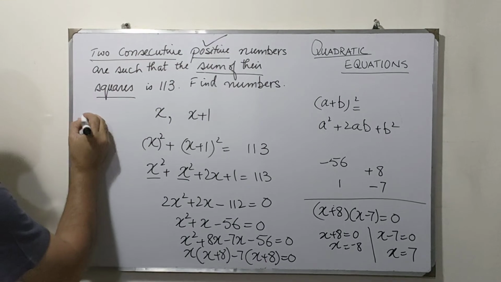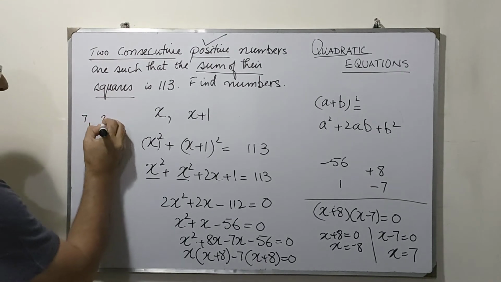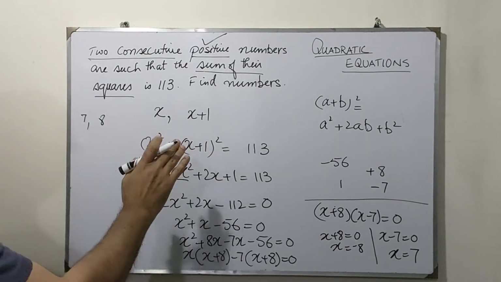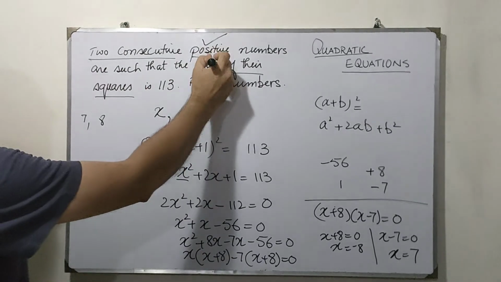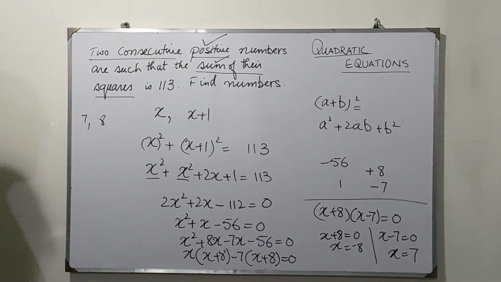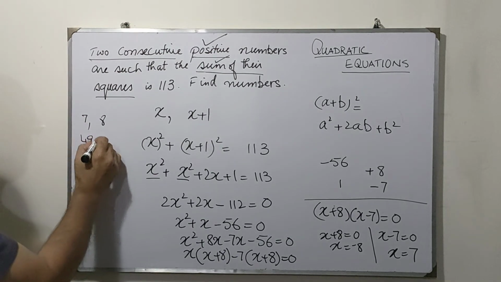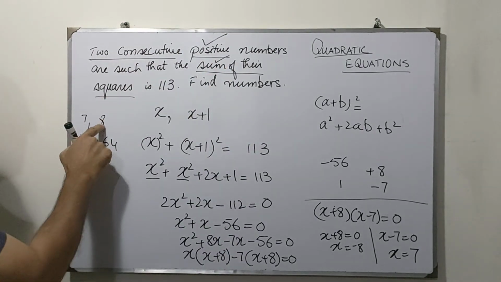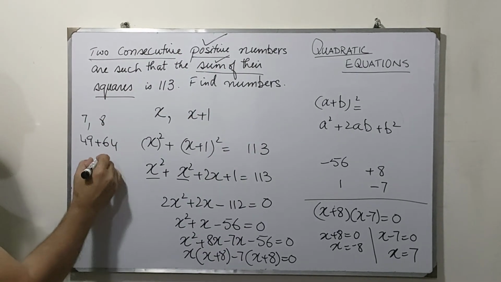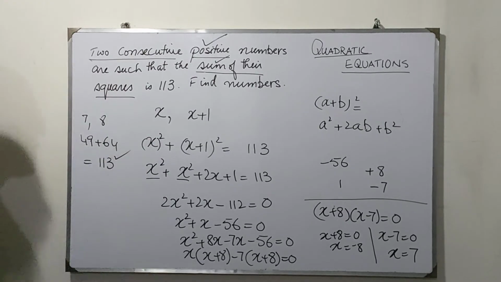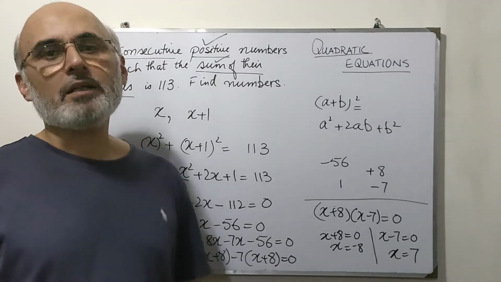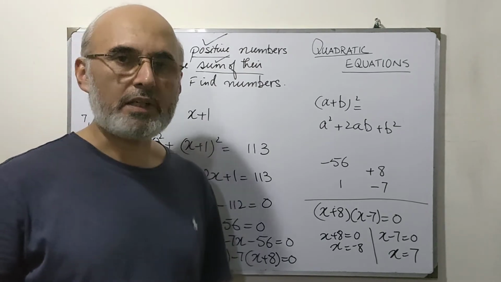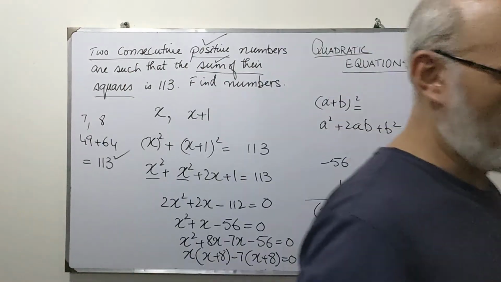So the first number is 7, the second number is 8. We have to check whether it's correct or not. So 49 plus 64, because the sum of their squares, the square is 49 and the square is 64, and their sum is 113. Correct. So we have done it correctly. Let's take one more example, and then we'll see how things are going.